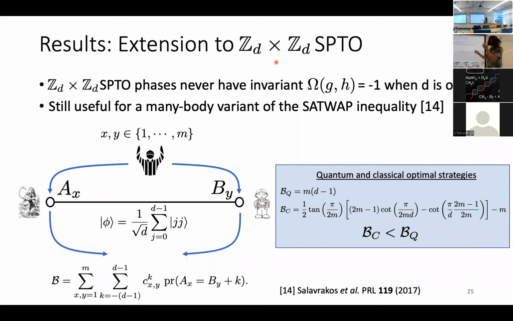Right, so the SATWAP inequality is, like I said, a Bell inequality that is maximally violated by maximally entangled states in D dimensions, and it can be defined for any number of possible inputs that I could give to Alice and Bob. Just to recap what the SATWAP inequality is: the referee chooses one of m possible numbers to give to each of Alice and Bob, X and Y. They perform some measurements on their shared qubits, and we compute some correlator, and we ask how large that correlator can be for some real sum of these conditional probabilities.